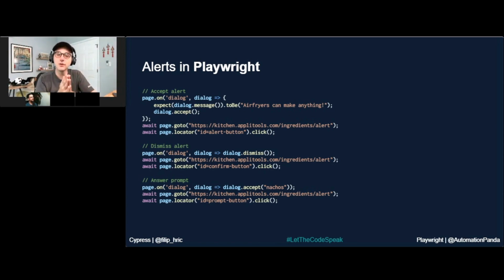What are we going to do for accepting alert? We're going to check that the dialog message contains something. In this case, air fryers can make anything.